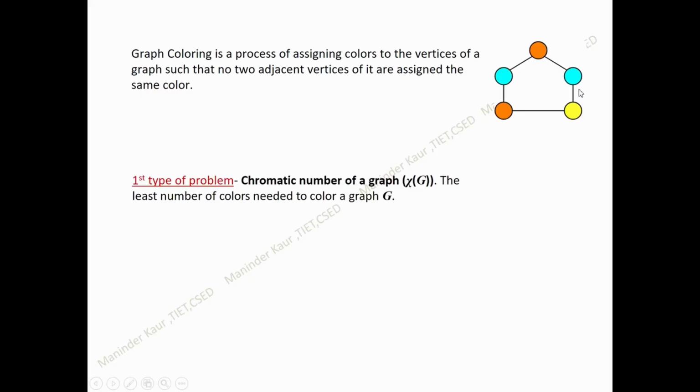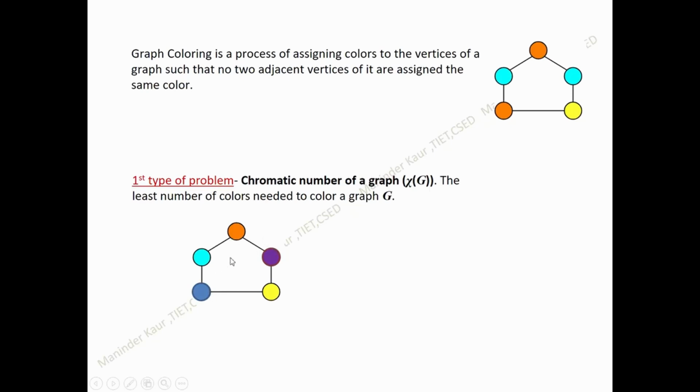Now there is one type of problem in graph coloring, that is finding the chromatic number of a graph, which is denoted by chi of G. What is the chromatic number? It is the minimum number of colors required to color that graph, which also satisfies the property that no two adjacent vertices have the same color. Now if you consider this type of graph with 5 vertices, no doubt this satisfies graph coloring, because no two adjacent vertices have the same color, but here all the colors are distinct.